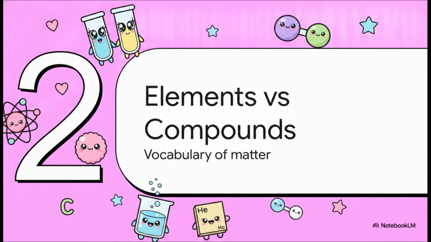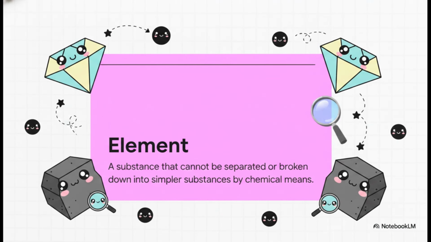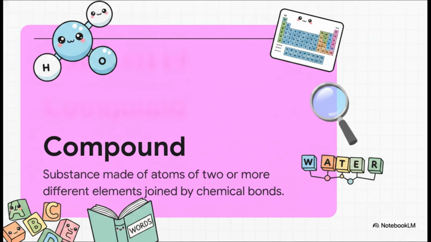To figure that out, let's look at Section 2, Elements versus Compounds, the basic vocabulary of matter. To crack this case, we really need to establish our baseline. So, an element is basically a substance that just cannot be separated or broken down into anything simpler by chemical means. Carbon, which is the sole building block of both our diamond and our graphite, is the perfect example of this. It's as fundamental as it gets. Now, on the other hand, a compound is made up of atoms from two or more different elements, and they are joined tightly together by chemical bonds.